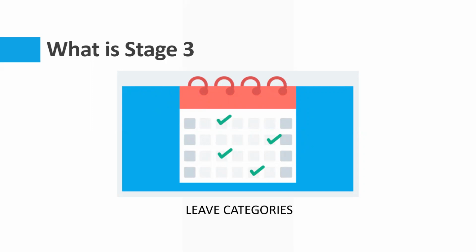A leave category will need to be assigned to each of your active leave pay items in your organisation, and this category determines how the payment is reported to the ATO through STP. In order to assign leave categories, you do need to mark stage 1 and stage 2 as complete first.